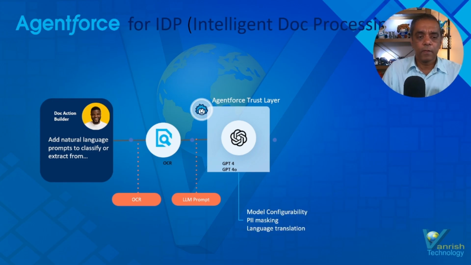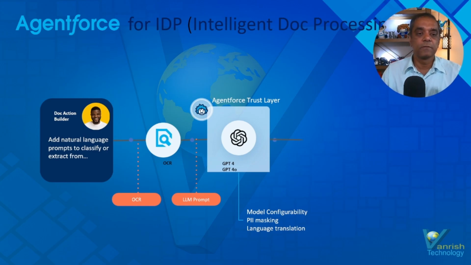Here you can configure your whole process through different compliance features, like model configurability, PII masking, and language translation. Everything is taken care of automatically as soon as you configure it within the platform. For example, if I want PII masking, wherever you see an SSN number or any sensitive information, it immediately masks it through this feature.